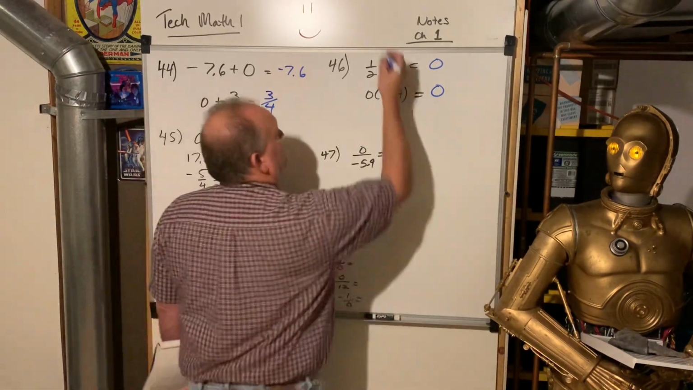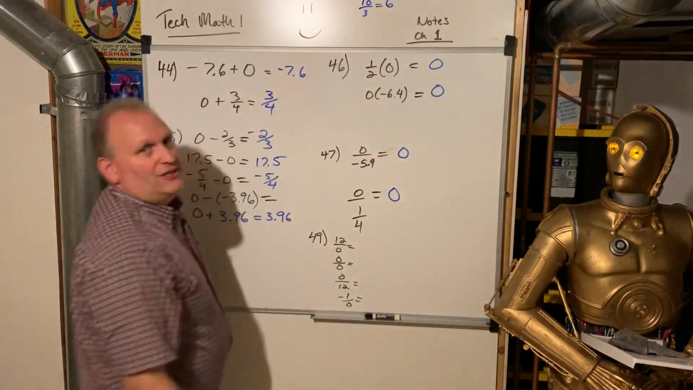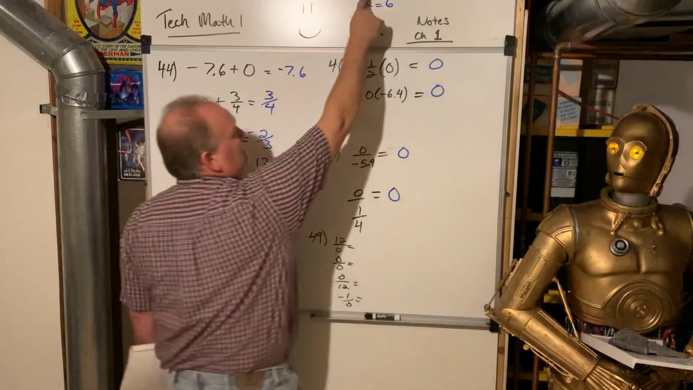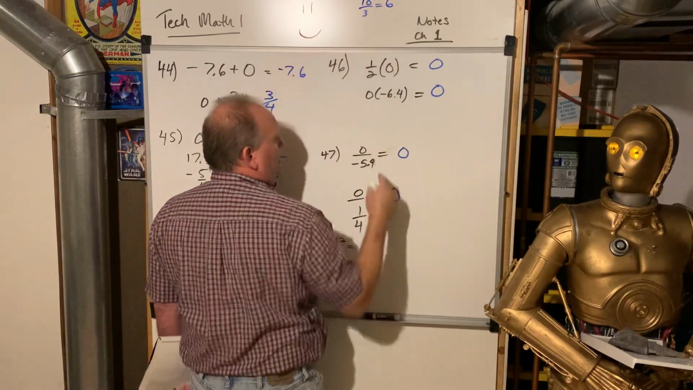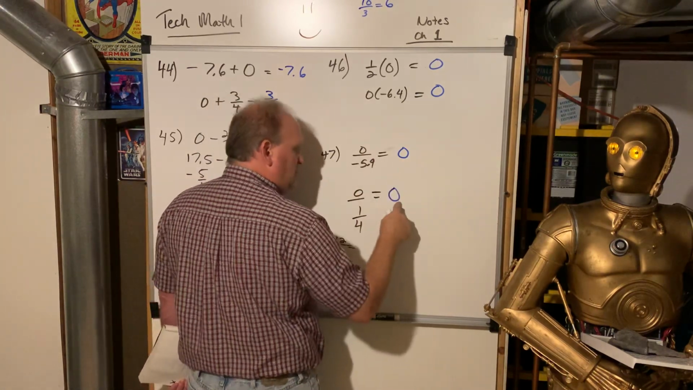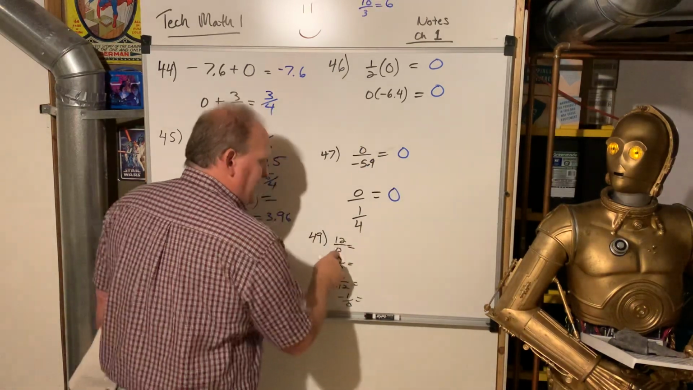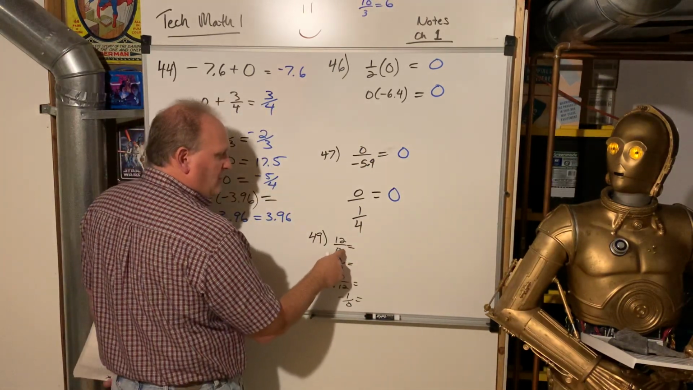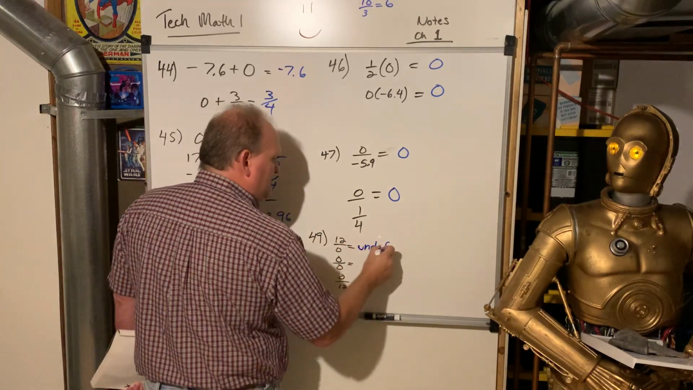If I say 18 divided by 3 is 6, you should be able to work it backwards. 18 divided by 3 is 6, or I could say 6 times 3 is 18. All right? So 0 times negative 5.9 is 0. 0 times 1/4 is 0. I can work it backwards there. Here I can't. They're asking, what do I multiply by 0 to get 12? And that's undefined because 0 is special.